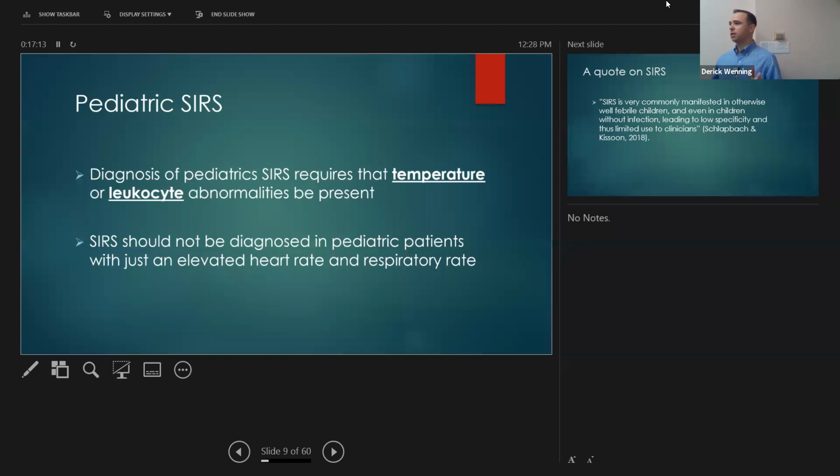Okay, because every child that comes into the triage room in the PZR that screams has SIRS. Okay, because a kid that comes in with a facial laceration, with a heart rate of 180 and a respiratory rate of 50, by definition would have SIRS if you included just those two. But you have to say one of those plus either a temperature abnormality or a leukocyte abnormality.